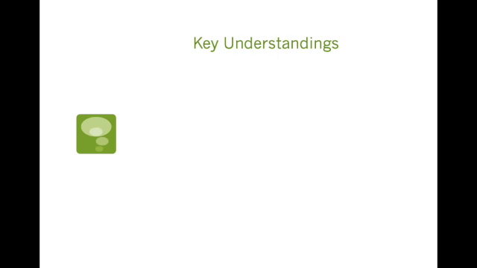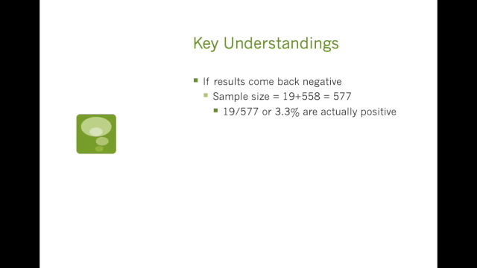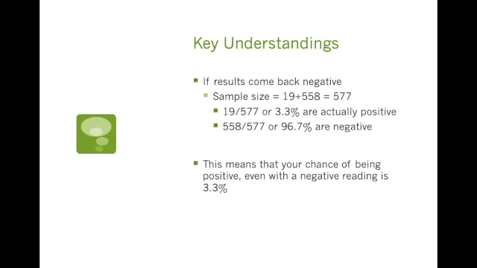Some key understandings. First, if the result comes back negative, this means that we are looking at the 19 who were given a false negative as well as the 577 who truly do not have TB to get a sample size of 577. Looking at percentages, we can see 3.3% are positive while 96.7% are negative. This means that your chance of being positive even with a negative result is 3.3%.